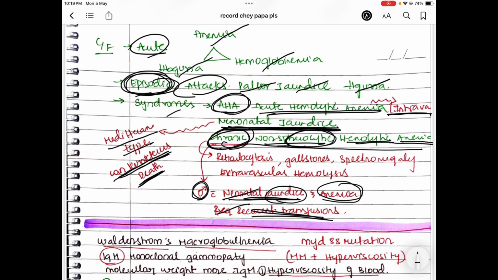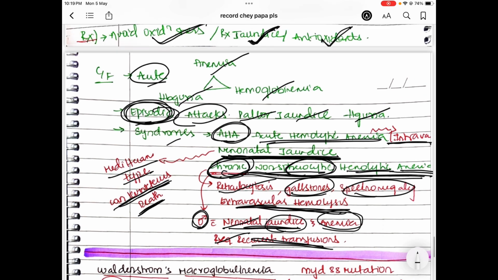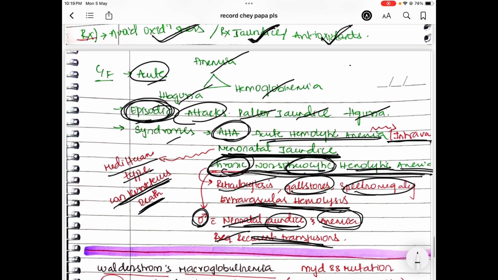So what you can see in this CNSHA, in this condition, you can see reticulocytosis, gallstones, splenomegaly, extravascular hemolysis. So usually in this G6PD, it involves intravascular hemolysis in most of the cases, but in the later stages or in the severe form, it can involve extravascular hemolysis also. So this is what is said here.